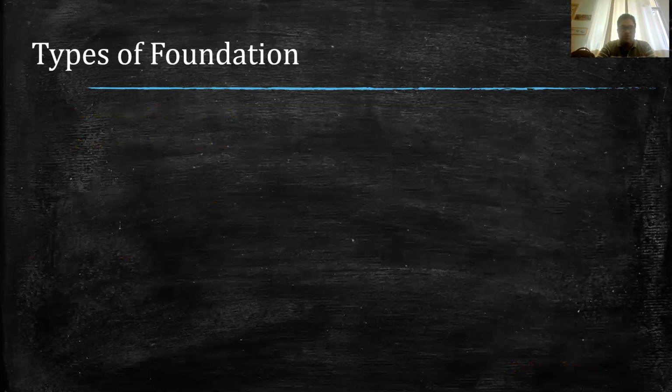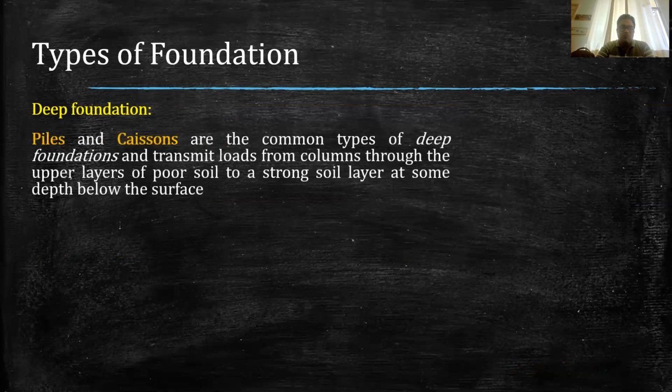So these are the shallow foundations. Now talking about the deep foundation. Well, in the deep foundation, basically we use two types of element. One is the piles and the second one is the caissons. So we will discuss them one by one, but these two elements are the common elements which we generally use in the deep foundation to transmit the load from the column through the upper layer of poor soil to the strong soil layer at some depth below the surface.